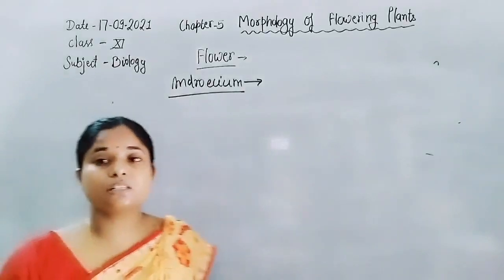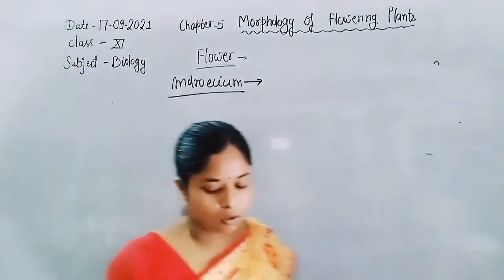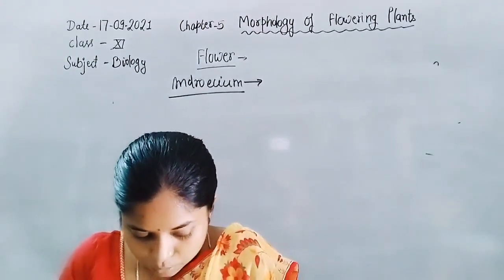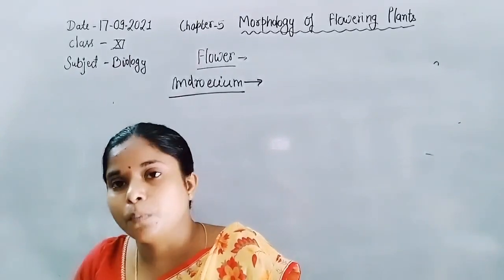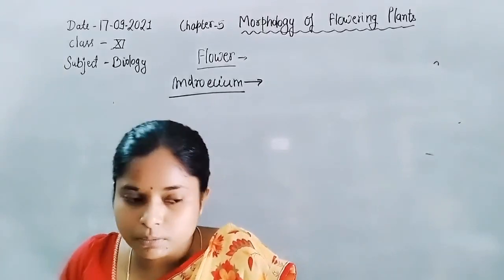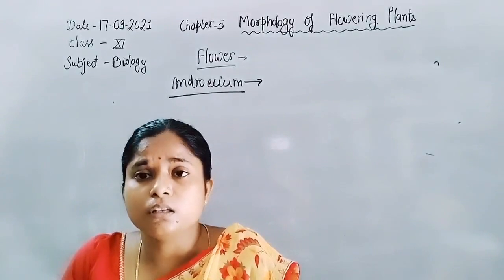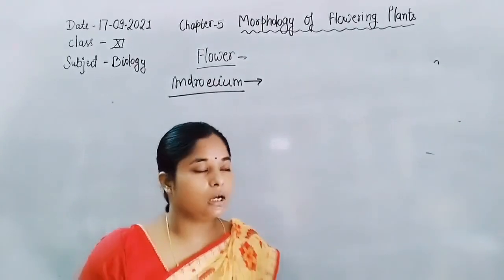Androecium. On the basis of the presence of groups of stamens, how many groups of stamens are found in a flower, they are divided into three types: monodelphous, didelphous or polydelphous. If sterile stamens are present, such stamens are known as staminoids.